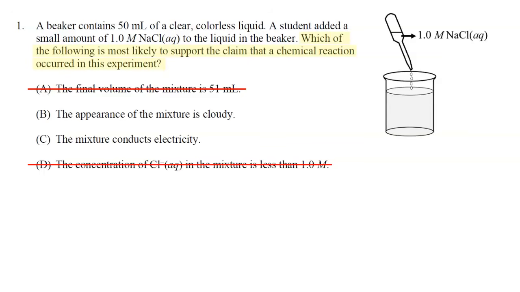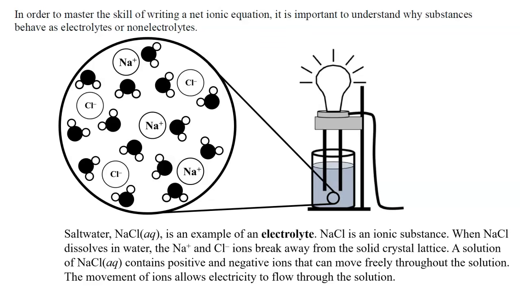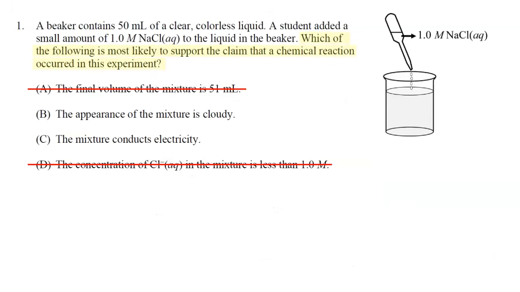Now let's take a look at choice C, which says the mixture conducts electricity. Sodium chloride is an ionic compound, and when it's dissolved in water, it behaves as an electrolyte. The positive sodium ions and the negative chloride ions can move freely throughout the solution. So if aqueous sodium chloride can conduct electricity, then in choice C, the mixture conducts electricity. That's already true about a solution of aqueous sodium chloride. So that's not evidence of a brand new substance being produced. So we can eliminate choice C.